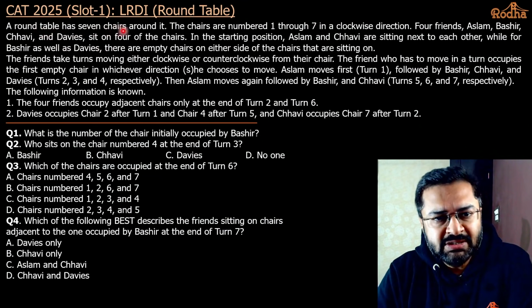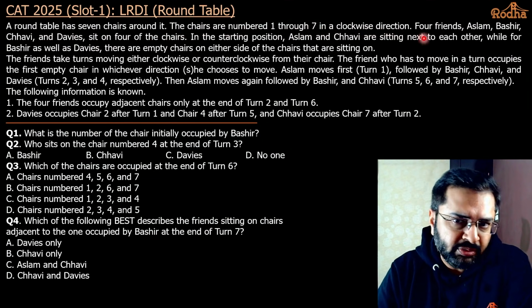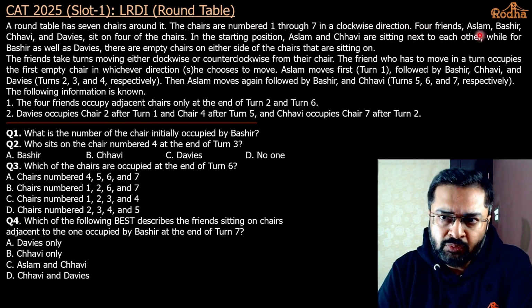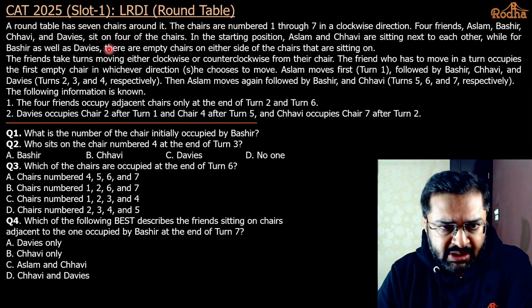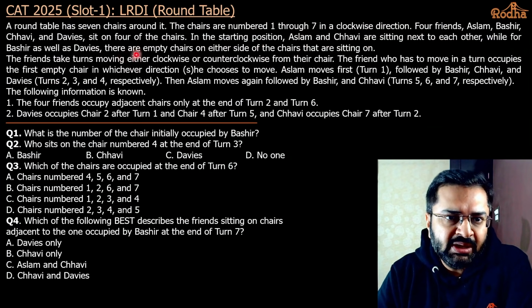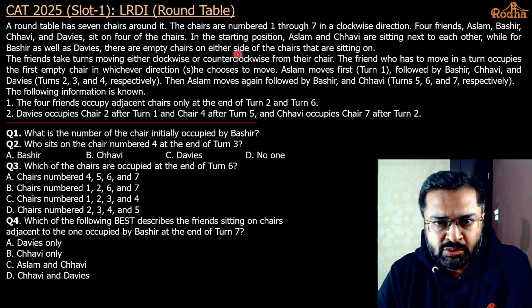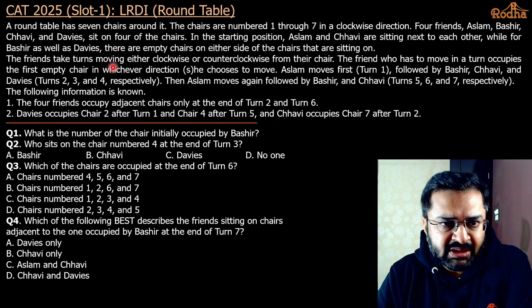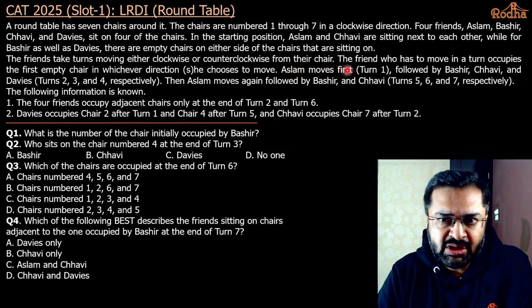A round table has 7 chairs around it. The chairs are numbered 1 to 7 in a clockwise direction. Simple data. 4 friends, A, B, C, D sit on 4 of the chairs. In the starting position, A and C are sitting next to each other, while for B and D, there are empty chairs on either side of the chairs that they are sitting on. Simple again.